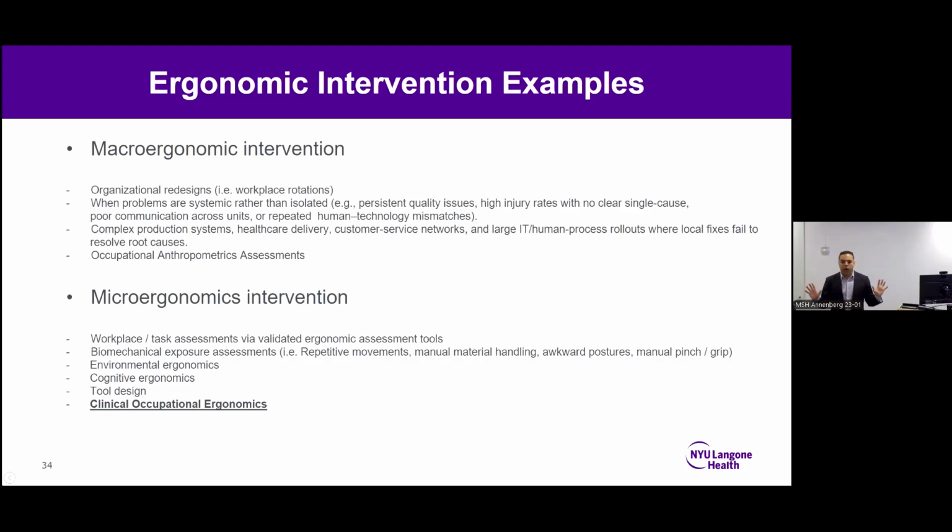All right. So macro ergonomics is the organizational redesign of workplaces, rotations, night shifts, and all of this, when problems are systemic, like a complex production system. We want to do an anthropometric study to see what the sizes of the people in the workplace are, and see why they are getting sick musculoskeletal-wise because of the interaction with the workplace. But our focus in this talk, and where most ergonomists dedicate their career, is microergonomics, which is more like workplace assessments, task assessments, biomechanical exposures per se.